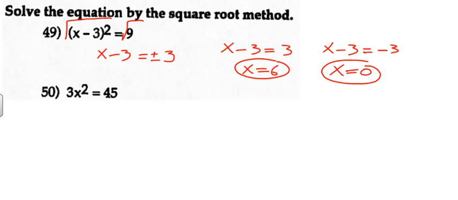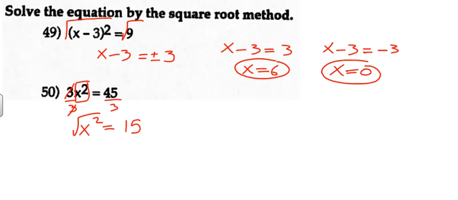On number 50 rather, I want to isolate this x squared, so I can use a square root, and I'm going to do that by dividing both sides by 3. On this particular problem, it isn't quite so nice. I get x squared is equal to 15, and I know that 15 isn't a perfect square, but that's still okay.